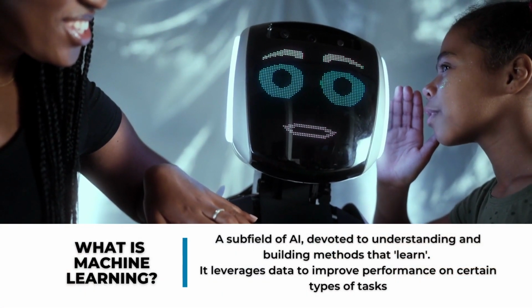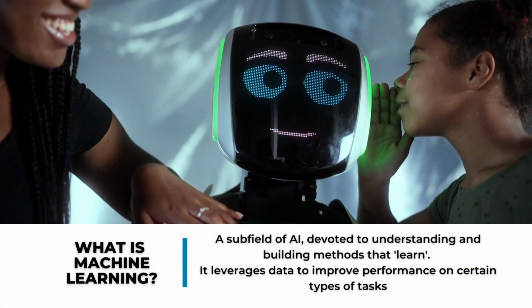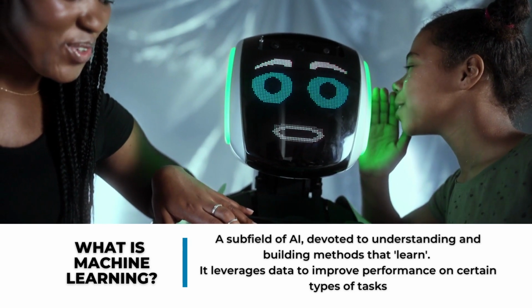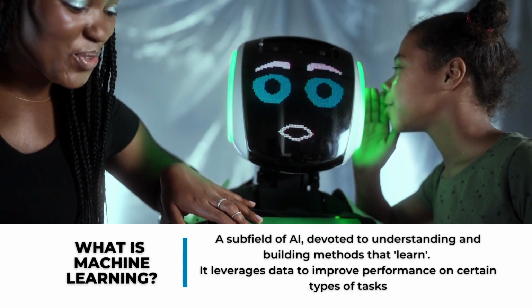And the thing that the AI does specifically that I think is a cheat code is what's known as machine learning. Now, the definition of machine learning is that it is a subfield of AI, or artificial intelligence. It is devoted to the understanding and building of methods that learn, right? It leverages data to improve performance on certain tasks.